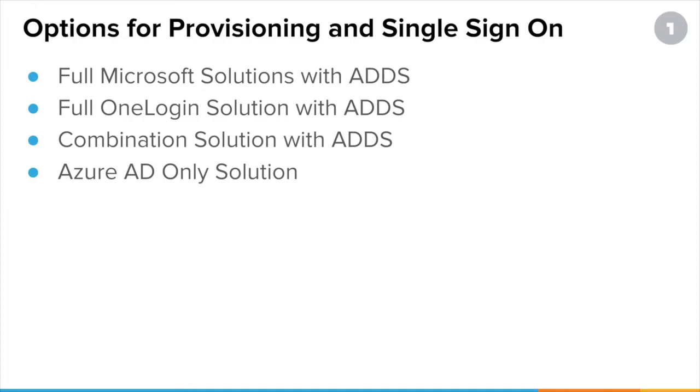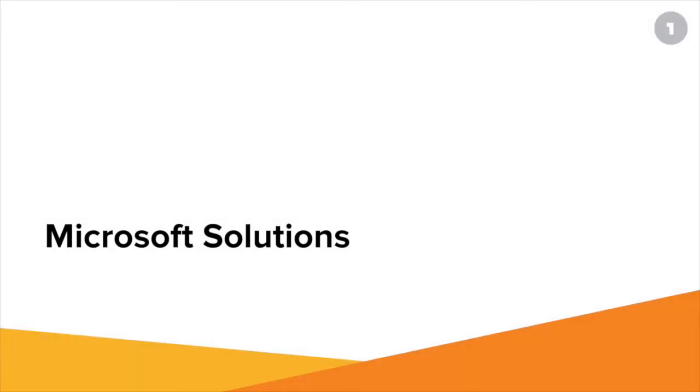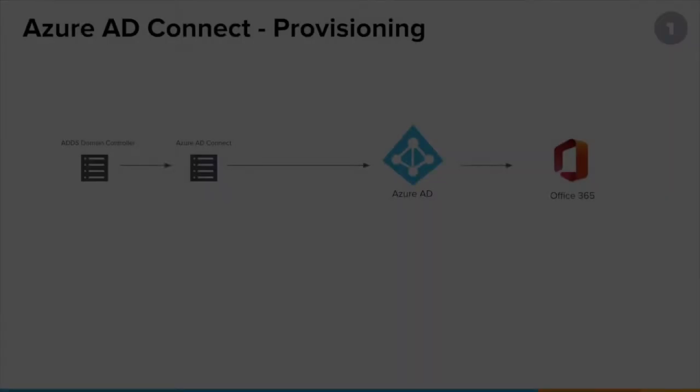Then we'll look at the components involved in a purely OneLogin-based solution. Next, we'll look at a combination approach, where most of the provisioning is being handled by a Microsoft tool and the rest is handled using OneLogin. Finally, we'll see what the configuration would look like if you actually aren't using ADDS and are only using Azure AD. So first, a look at how provisioning and authentication are handled with purely Microsoft components.